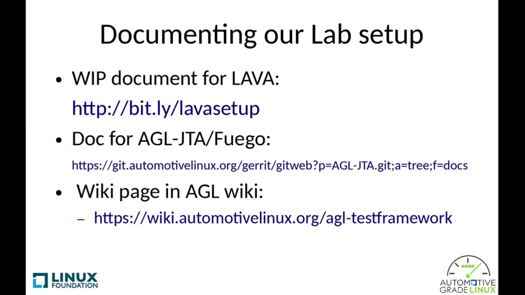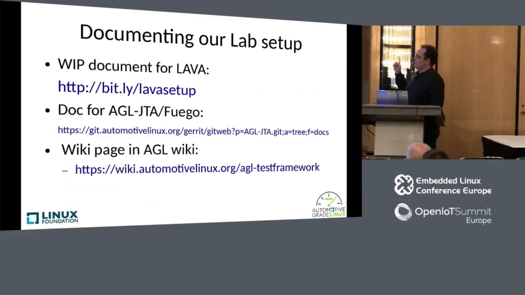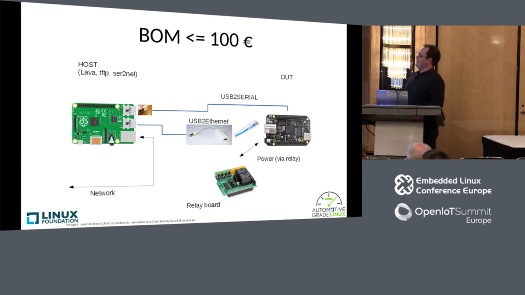And for Fuego, for the AGL JTA and Fuego, we have a document in the docs folder. So there's a complete PDF on how to install the container and then configure it. If you have questions about setting that one up, just send them to the mailing list. We will jump in. For the whole thing, we also have a wiki page. A simple setup is less than 100 euros or bucks, depending on whether you count the device under test in or not, plus or minus.